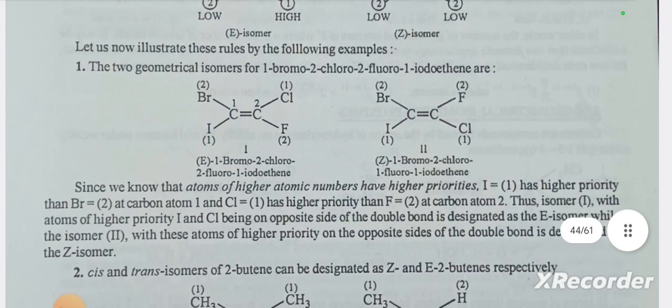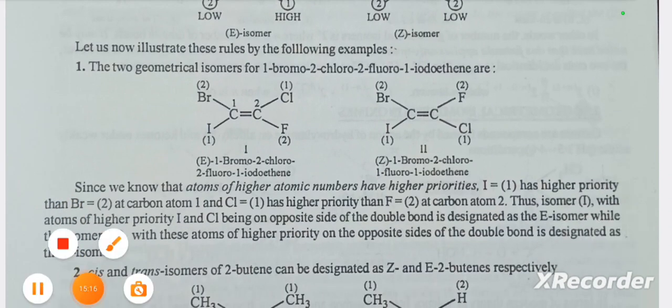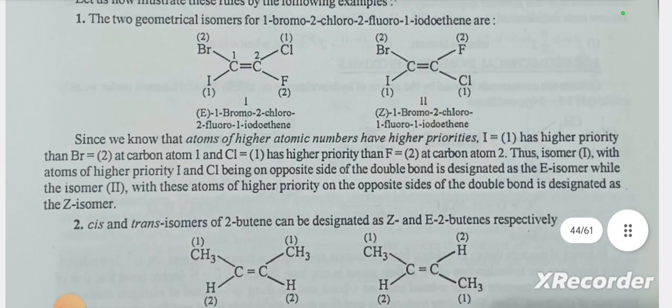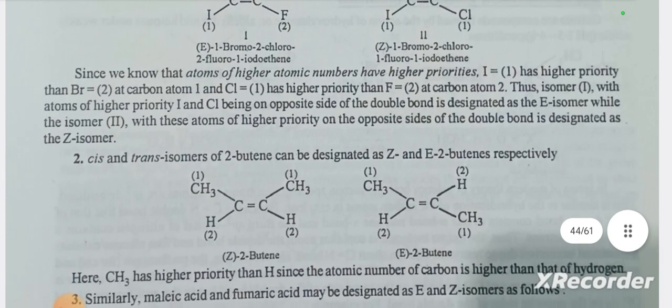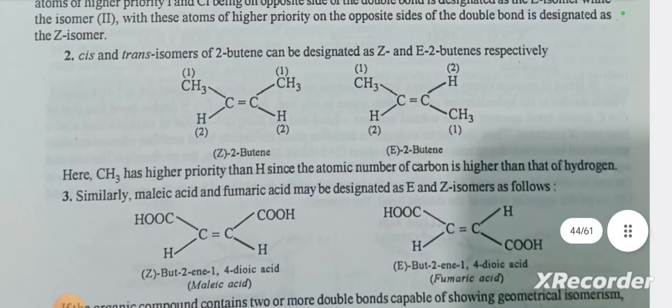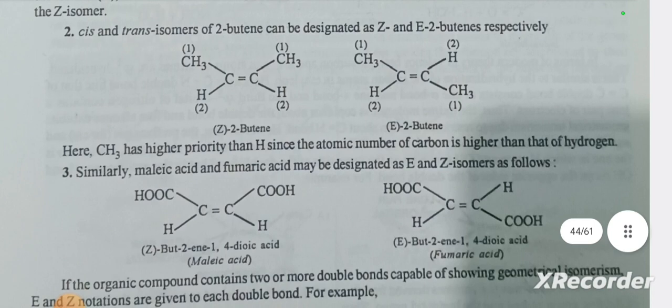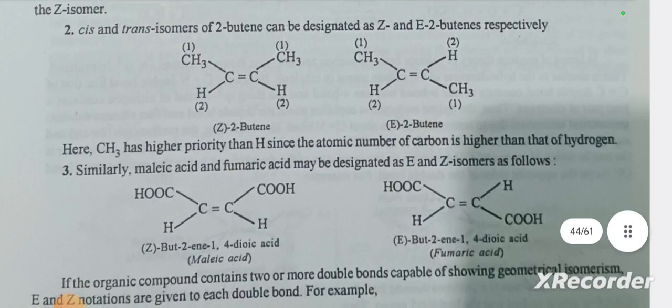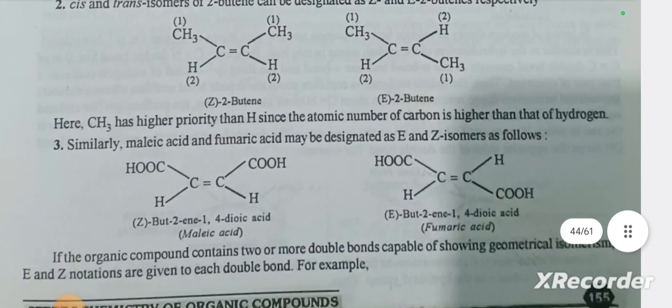Let us now illustrate these rules by following examples. The two geometrical isomers for 1-bromo-2-chloro-2-fluoro-1-iodoethene are shown. Since we know that atoms of higher atomic number have higher priority, at carbon 1, iodine has higher priority than bromine, and at carbon 2, chlorine has higher priority than F. Second, cis and trans isomers of 2-butene can be designated as Z and E 2-butene respectively.